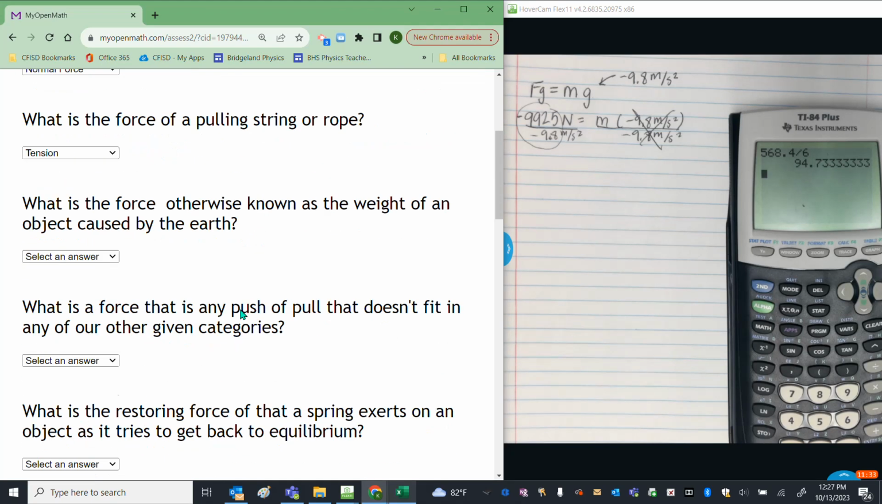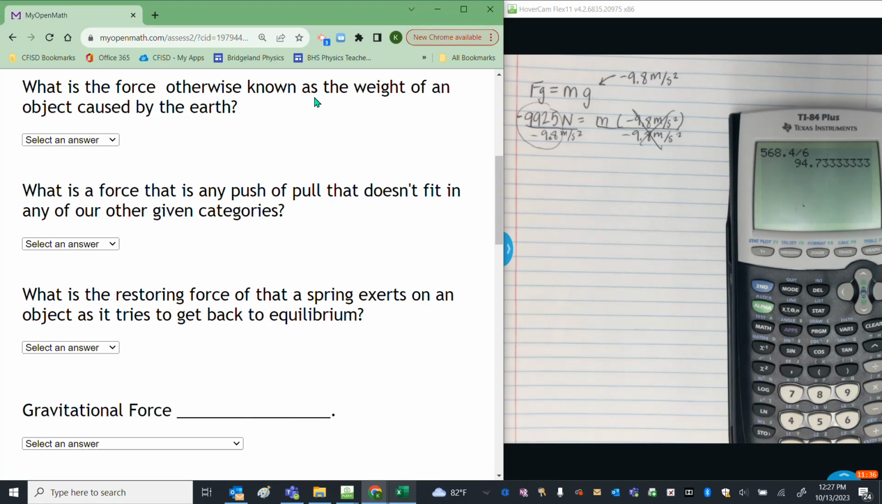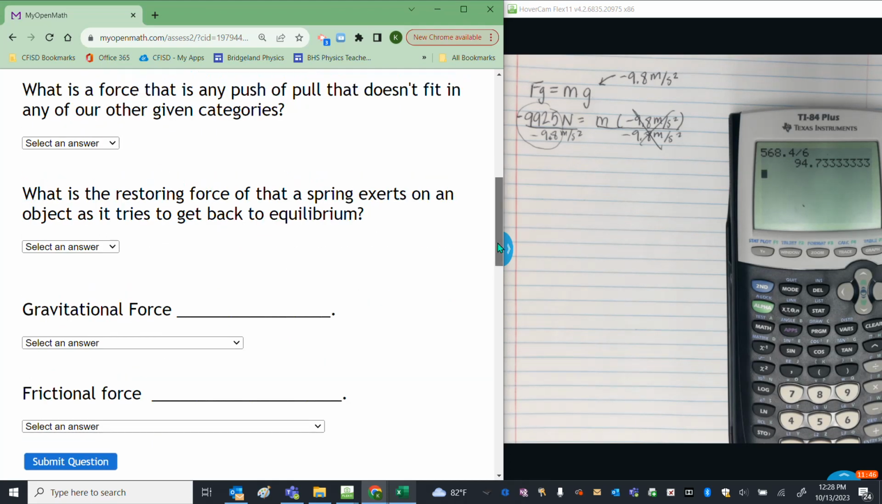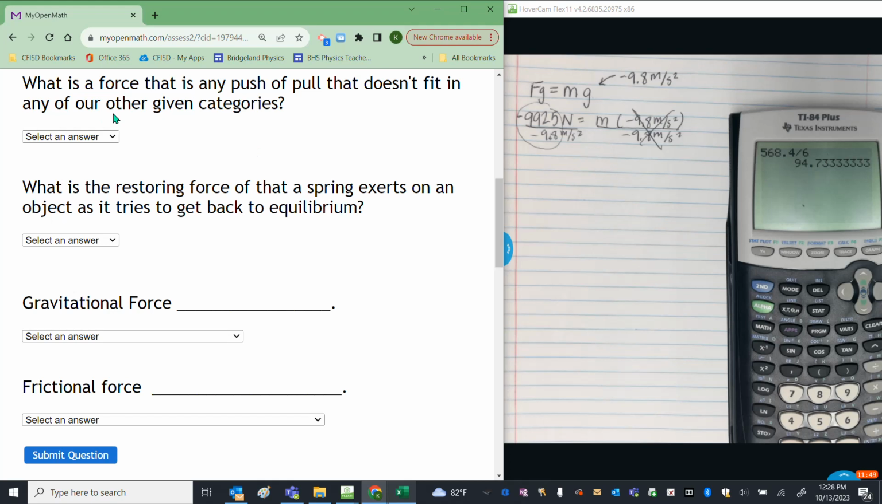The next one says, what is the force otherwise known as the weight of an object caused by the earth? The pull of earth on you is that gravitational force. It gives you your weight. The next one, what is a force that is any push or pull that doesn't fit into any of our other categories? This is the applied force.